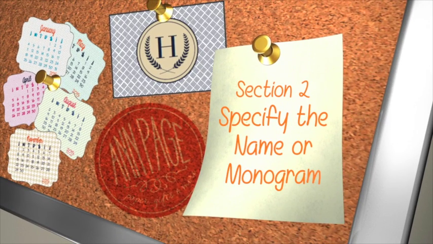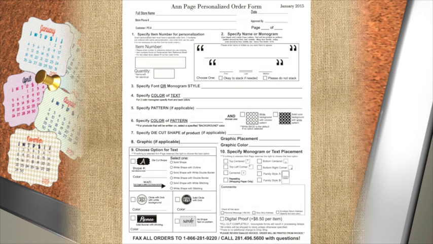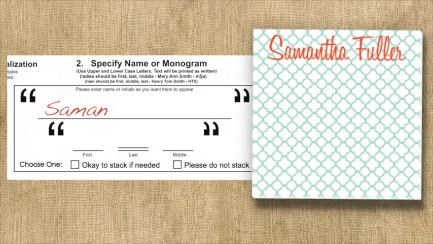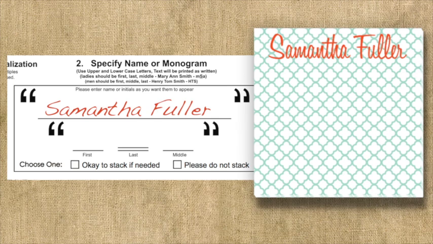Section 2. Specify the name or monogram. Write the personalization that will be printed on the product. If you are printing a name, please print legibly and write the name as you would like it to appear on the product. If an item is written in all uppercase letters, it will be printed on the product in all uppercase letters. This example will be printed on one line using upper and lowercase letters.